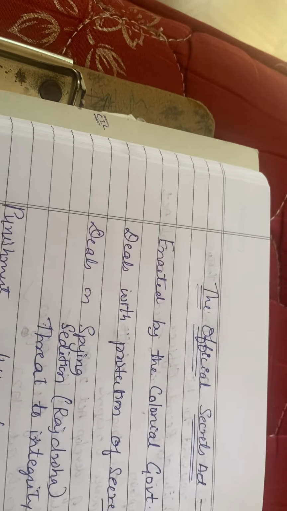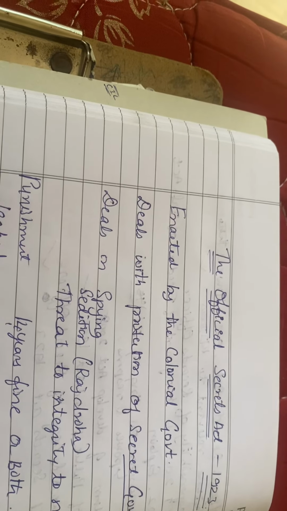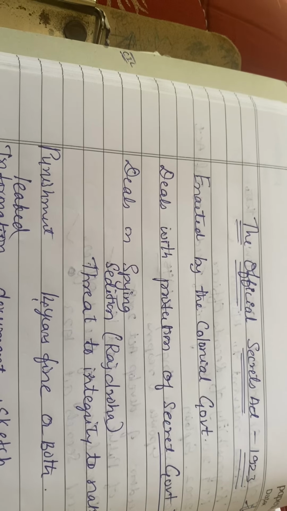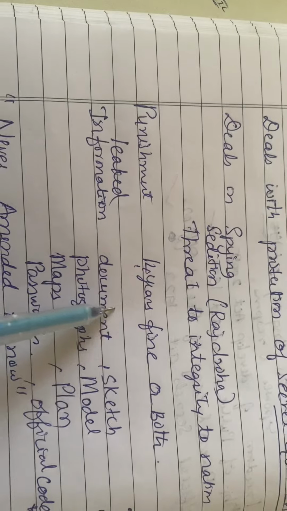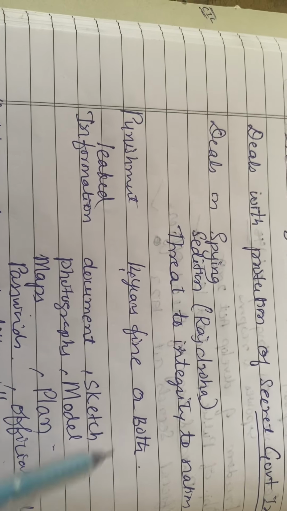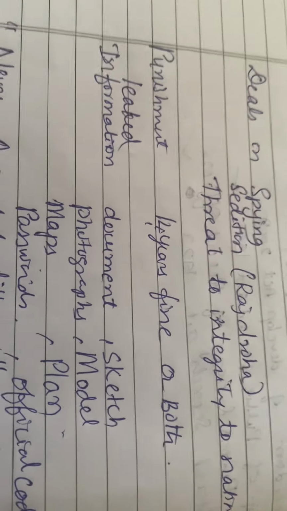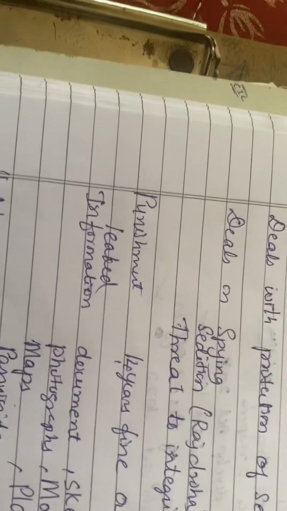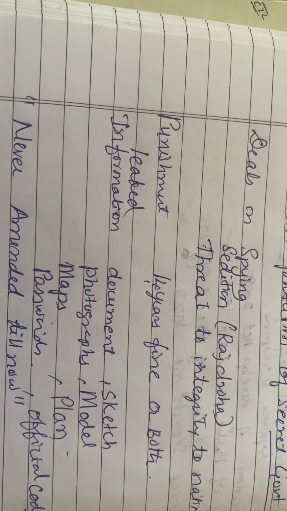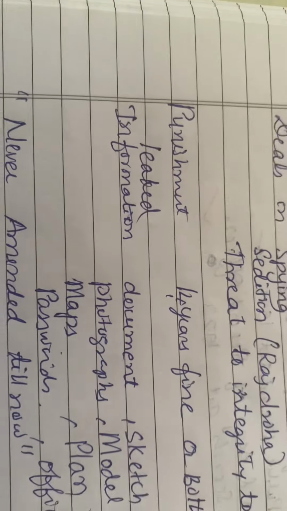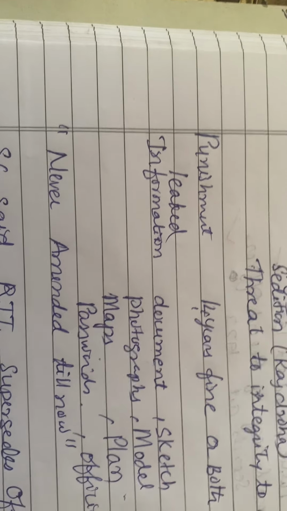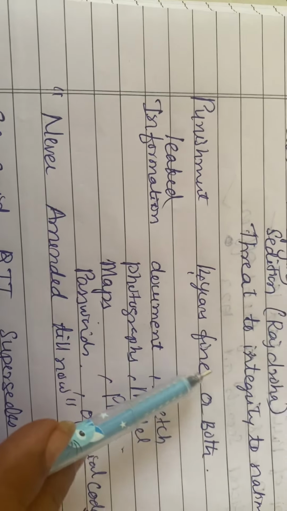Let me explain section 5 of this act, wherein the punishment for leaked information is mentioned, and for what acts and which information. The information that can be leaked includes documents, sketches, photographs, models, maps, plans, passwords or official codes. If these are leaked by any authority, not just an individual, like ministers, personal assistants to ministers, or bureaucrats, then the punishment is 5 years, or fine, or both. If an individual does such an act, the punishment will be 14 years, fine or both.